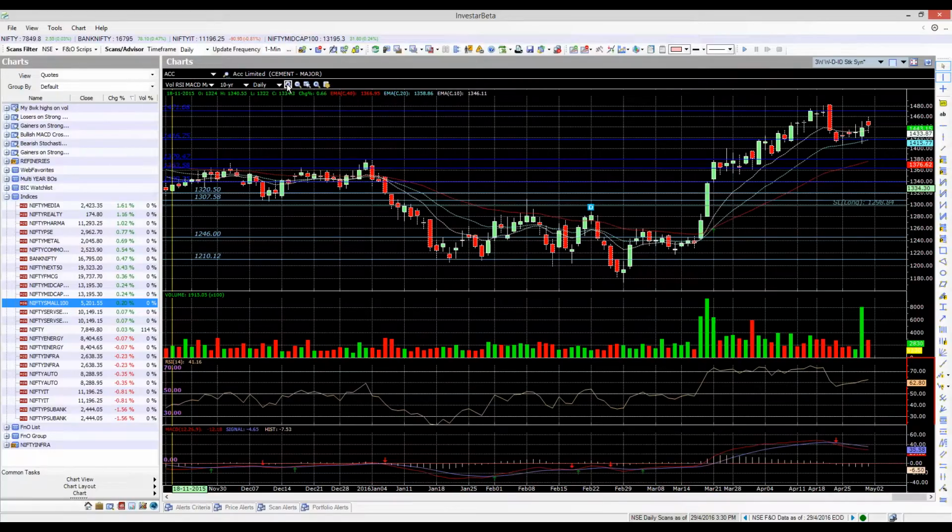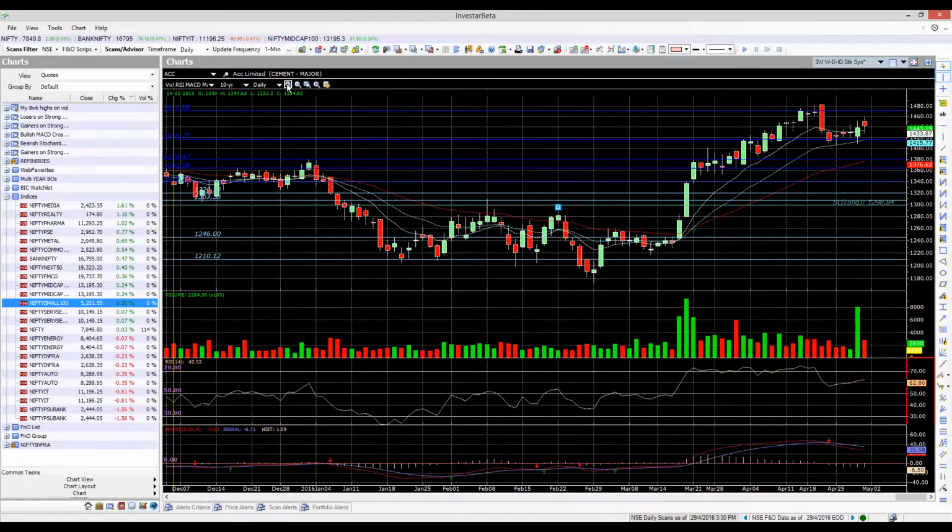If it breaks 1400, then you should be out. It could easily drop down to 1360 or even to 1320, but once it breaks 1480, then we are definitely looking at a swift up move, which is, I think, quite likely. Okay.